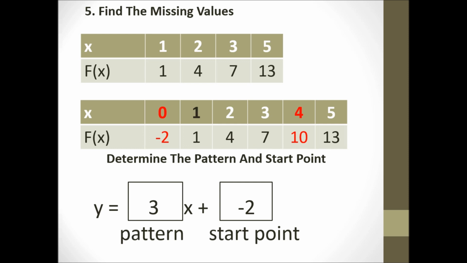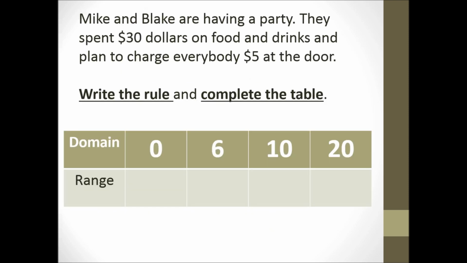Okay, let's do number 26. Now this is going to take a little time, and hopefully it doesn't take more than 10 minutes because I want to go through this quickly. Mike and Blake are having a party. They spent $30 on food and drinks, and they plan to charge everybody $5 at the door. So we need to write the rule and then complete this table. This is going to take a little work.